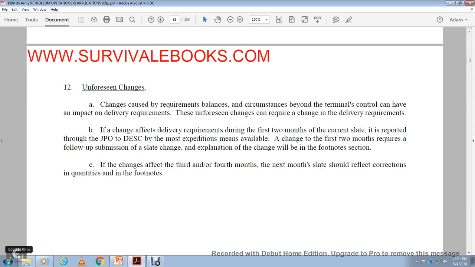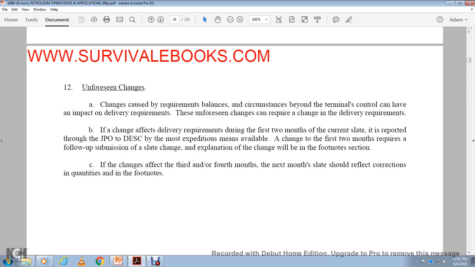All right, 12. Unforeseen changes. Changes coupled with requirements balance circumstances beyond the terminal control will have an impact on the delivery requirements. If the change affecting the delivery requirements is during the first 2 months of the current slate, it is reported through the JPA to the DESC by the most expeditious means available.